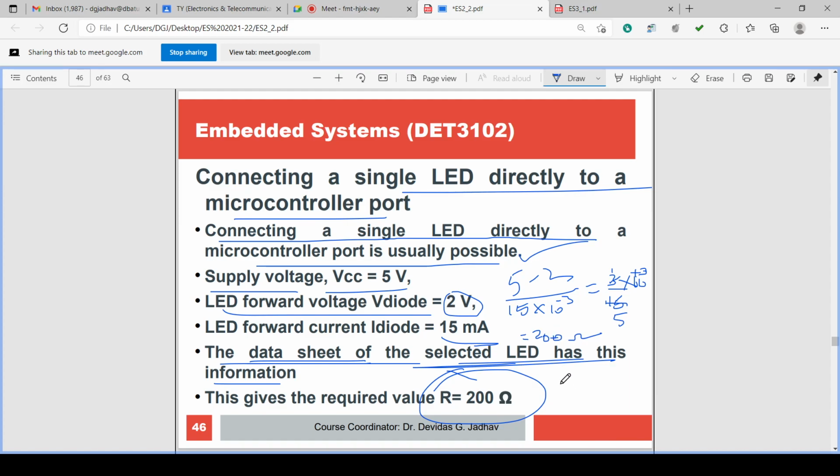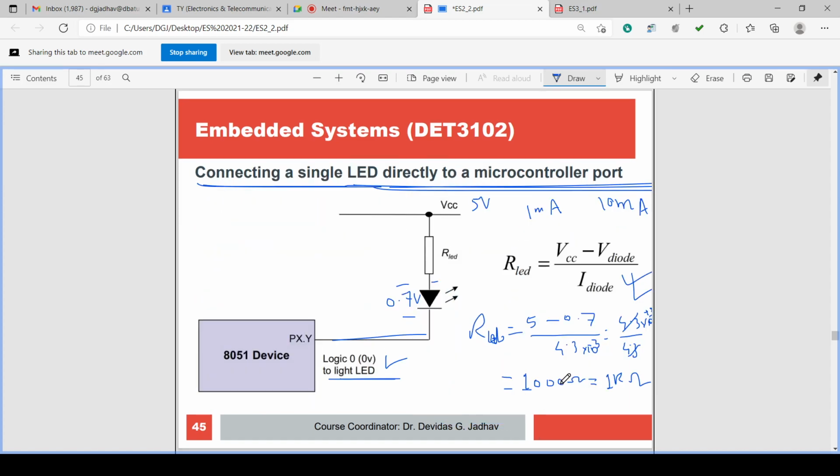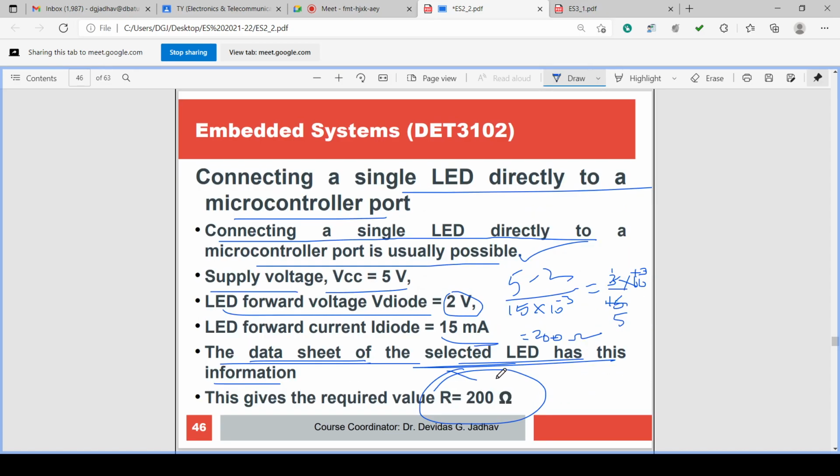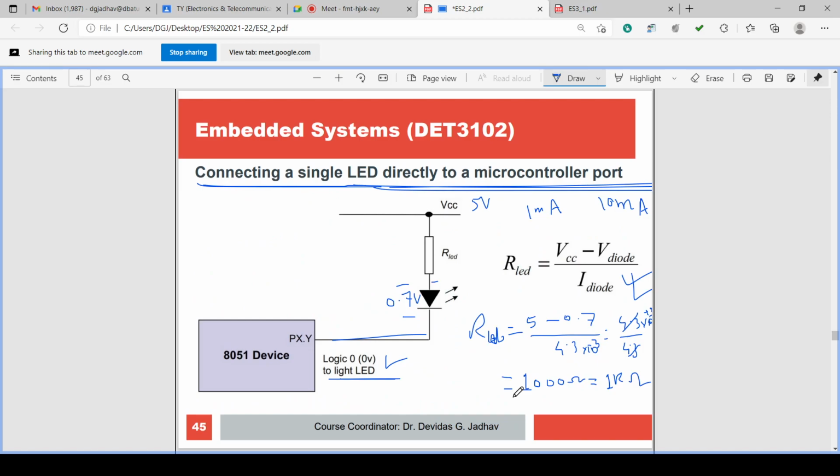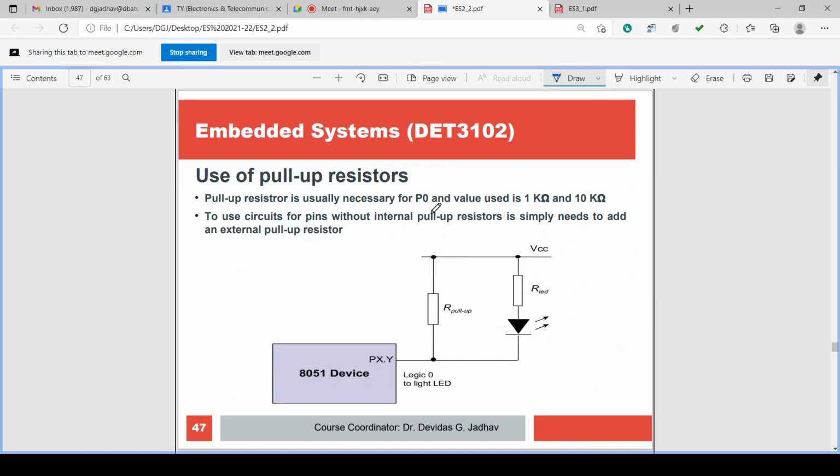Okay. So instead of the earlier design of 1000 ohm, you can go for this design. If the given voltage is 5 volt, the LED forward voltage is 2 volt, and the LED forward current required is 15 milliampere, and these LED details we can get in the data sheet, then we can find R LED as 200 ohm. You can connect this R LED to the circuit. So this is the design.